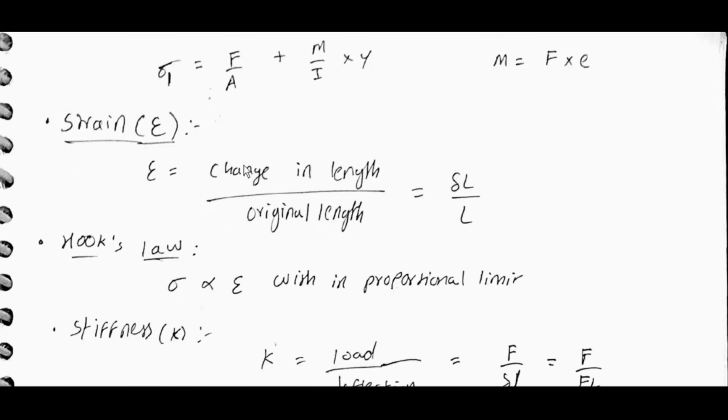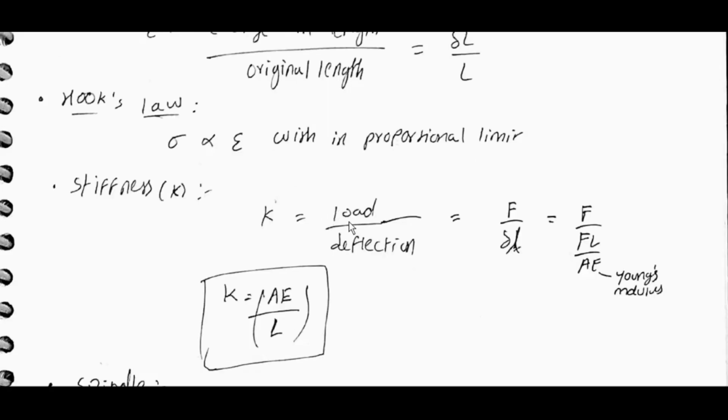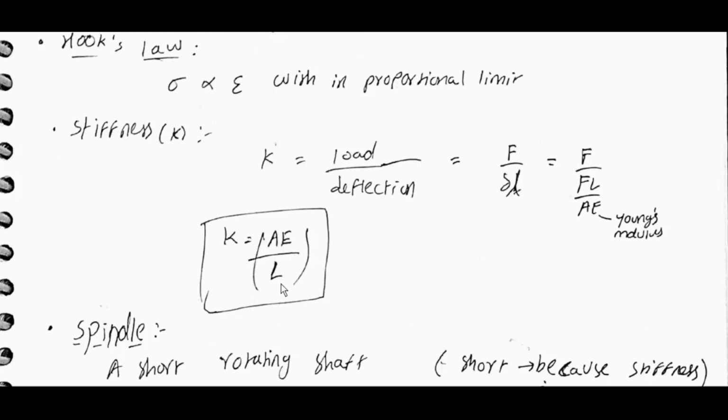Strain epsilon is equal to change in length by original length, equal to delta L by L. Hooke's law: sigma is directly proportional to epsilon within the proportional limit. Stiffness K is equal to load by deflection, equal to F by delta L, equal to F by FL by AE, so K is equal to AE by L, where E is Young's modulus.